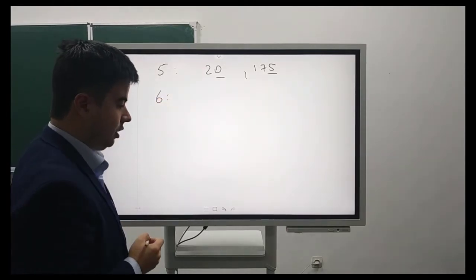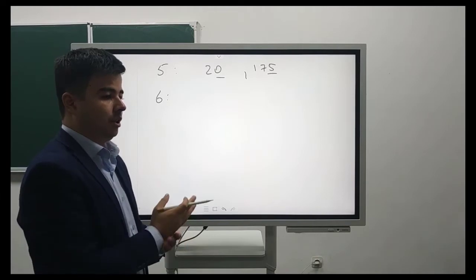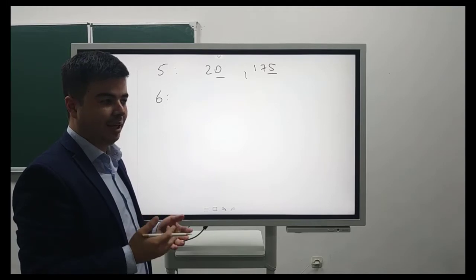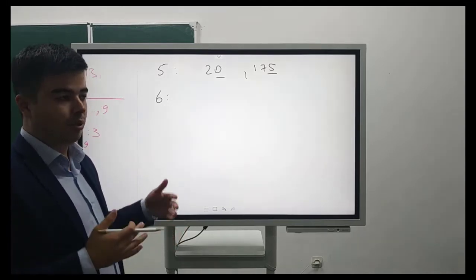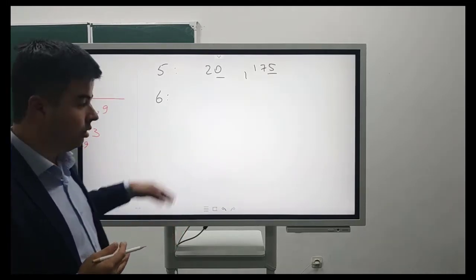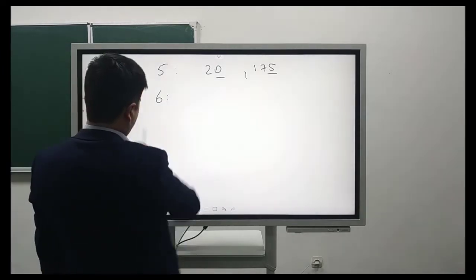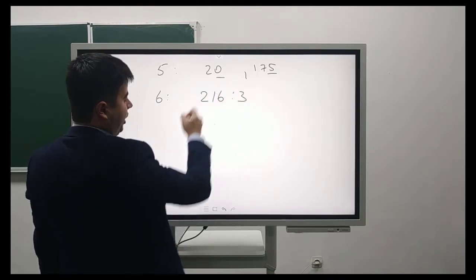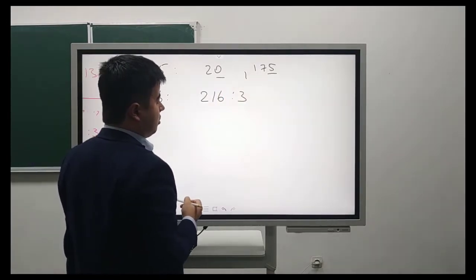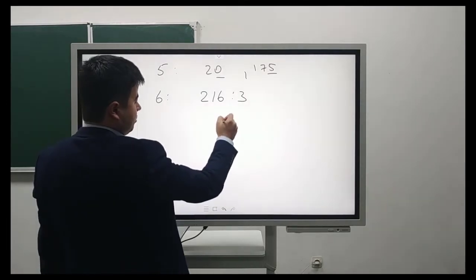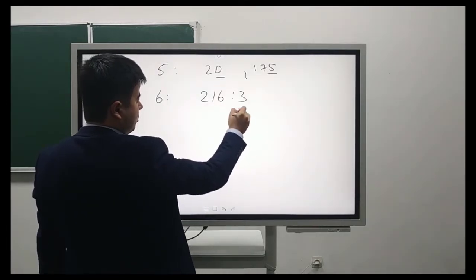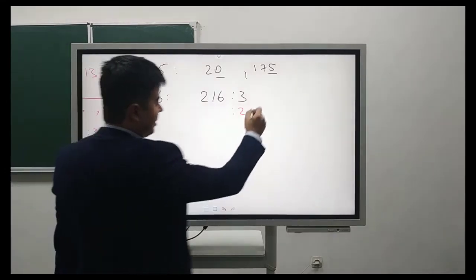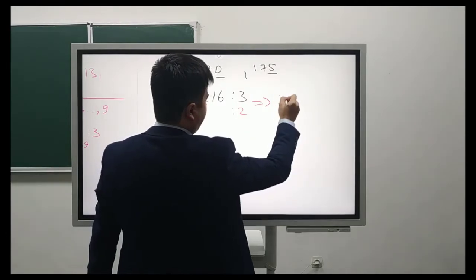Okay, number 6 now. A number divisible by 2 and 3 at the same time is also divisible by 6. For example, the previous one, 216. It is divisible by 3, we showed, yeah? And now, it's divisible by 2 also, because it's an even number. So it means this number is divisible by 6.